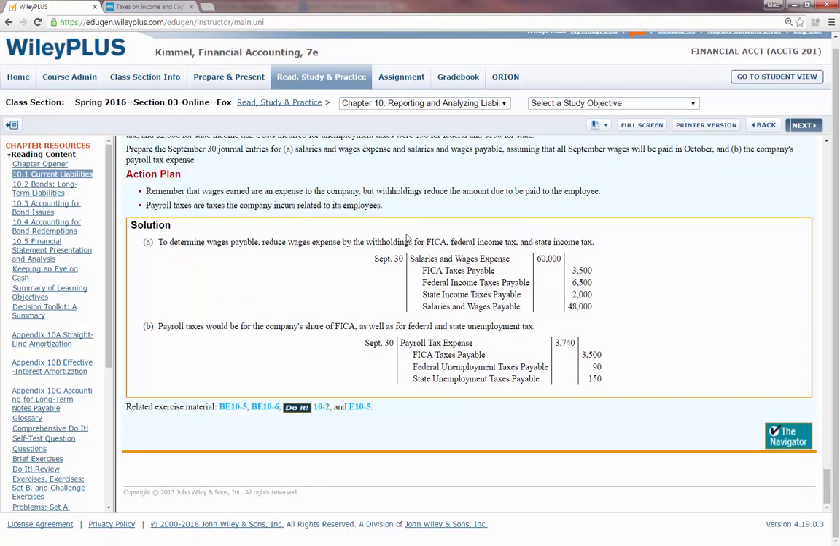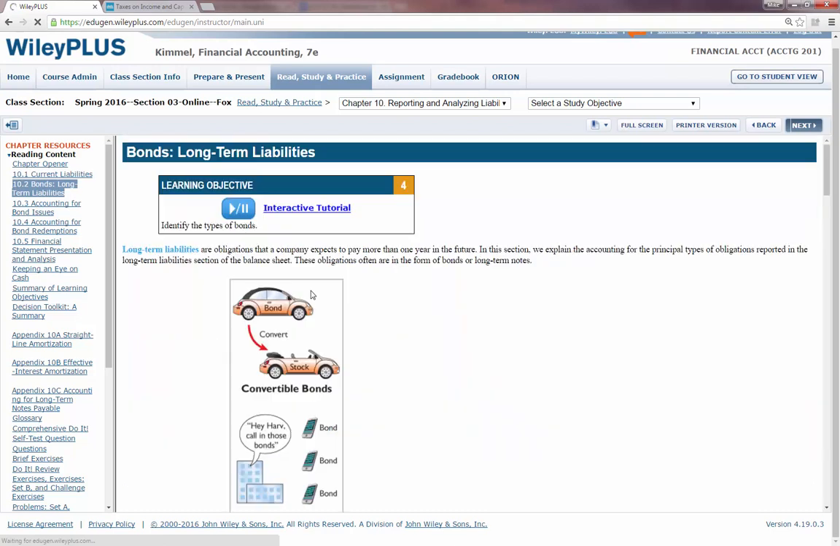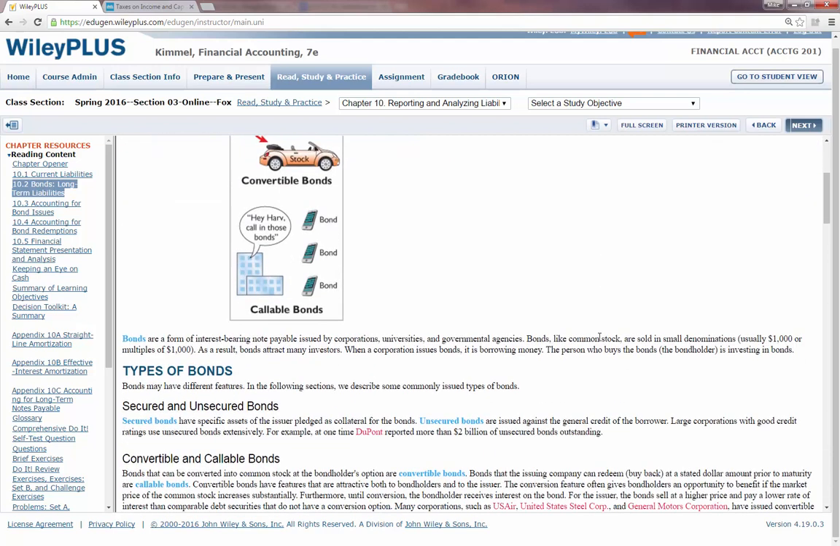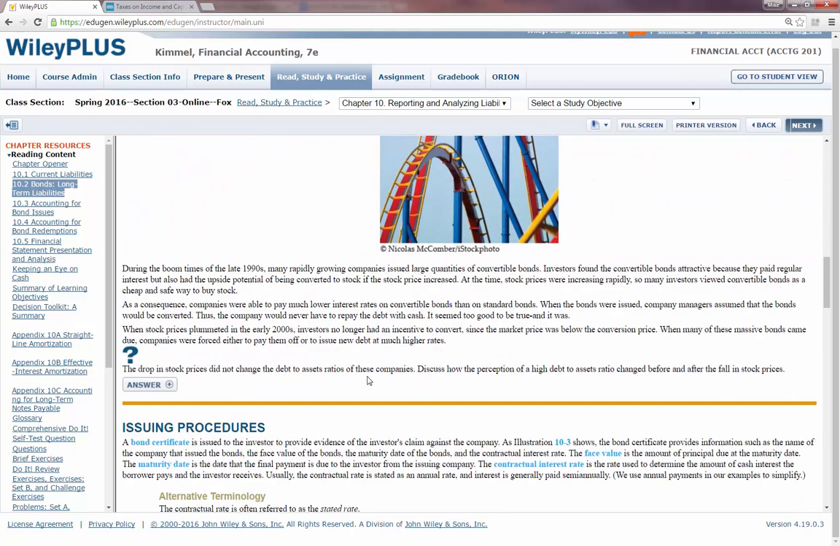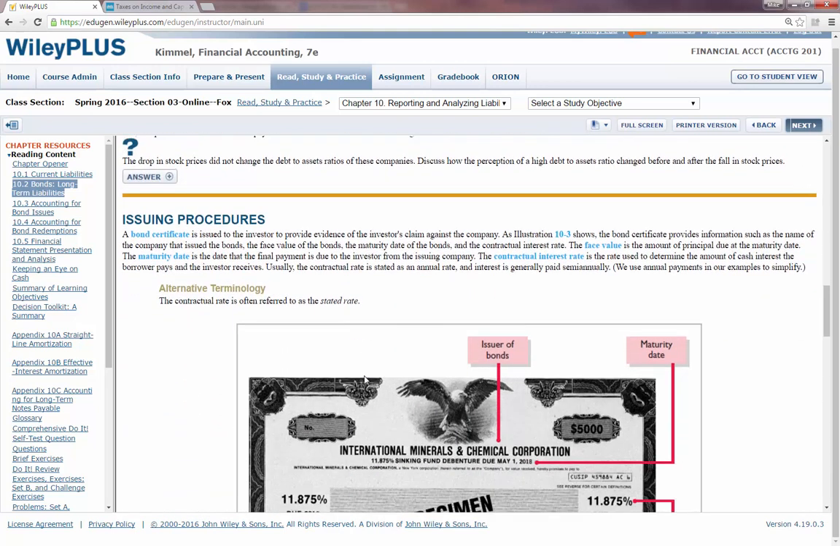All right. So getting into bonds. Bonds are a little confusing. So there's all this definitional stuff. Secured bonds versus unsecured bonds, convertible bonds, callable bonds. See all those blues? You should know those definitions. Again, more definitions.